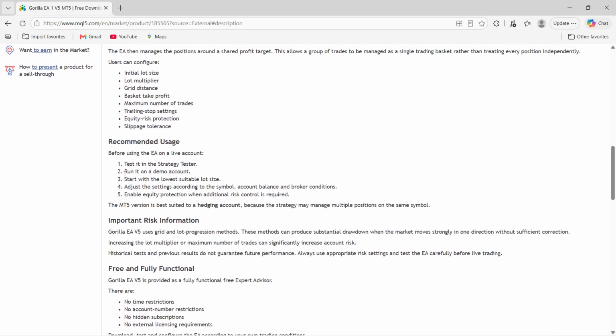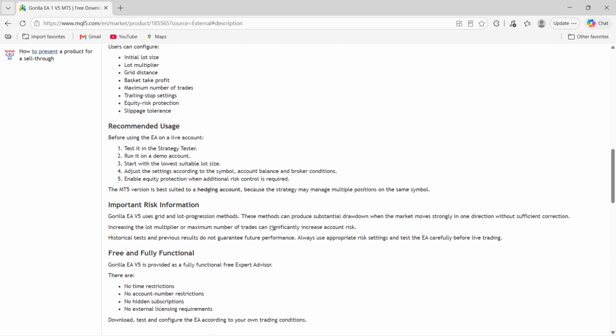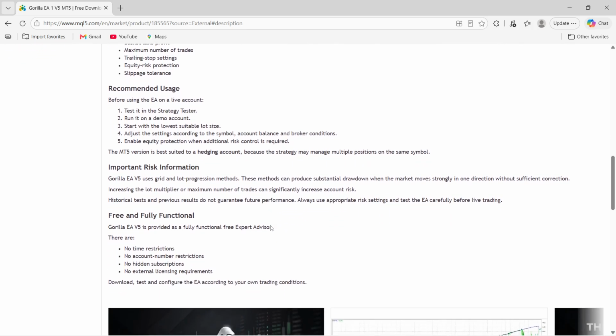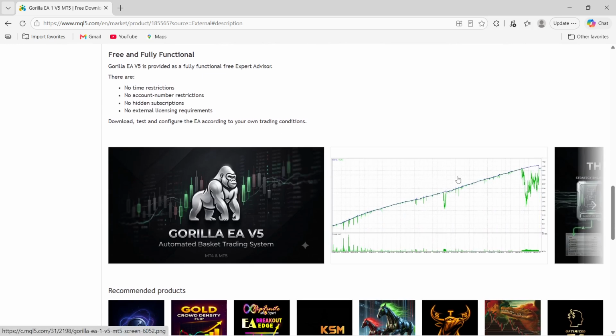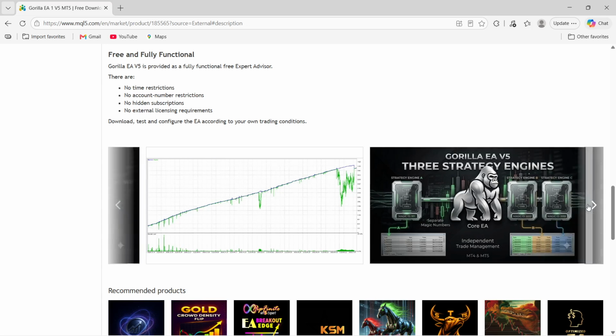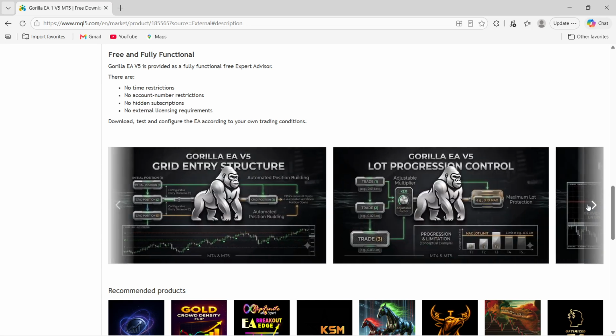Like I said, it's advisable to run it on a demo account. Start with the lowest suitable lot size. Adjust the settings according to the symbol, account balance, and broker conditions. Also enable equity protection when additional risk control is required. Alright, so they said the MT5 version is best suited to a hedging account because the strategy may manage multiple positions on the same symbol. So we can see how the backtest result looks, as tested by the developer.